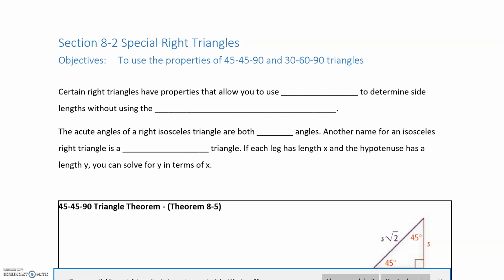Okay, so today we're going to learn about some special right triangles. Certain right triangles have properties that allow you to use shortcuts to determine side lengths without having to use the Pythagorean theorem like we did last class. So I know we all loved the Pythagorean theorem. However, we don't always have to use it on our right triangles if they follow some of these guidelines.